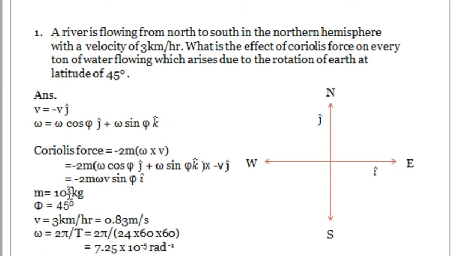Okay, and we have mass m equal to 10 raised to 3 kilogram. 1 ton is equal to 10 raised to 3 kilogram. Okay, the angle phi is given as 45 degree. Velocity v is equal to 3 km per hour. It should be converted into meter per second. So for that we have to multiply 3 km per hour by 5 by 18. As a result we got 0.83 meter per second.